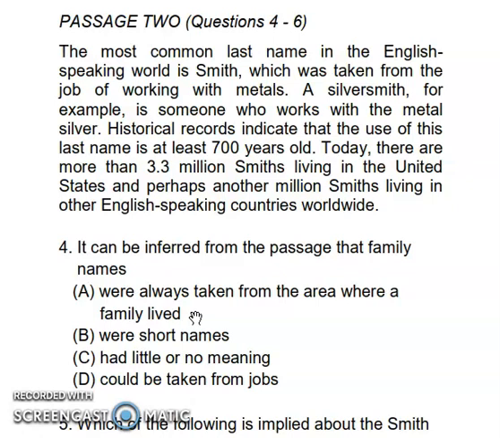And then option C, had little or no meaning. No, it doesn't talk about it having little or no meaning, or maybe being very meaningful. It doesn't have any relation to this answer. So the most appropriate answer in this case is D, that family names could be taken from jobs.